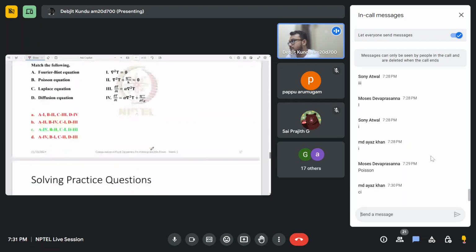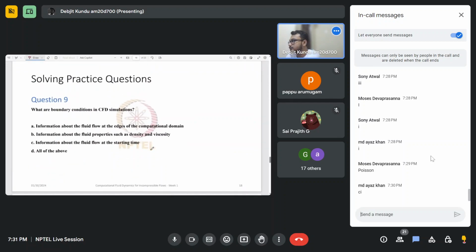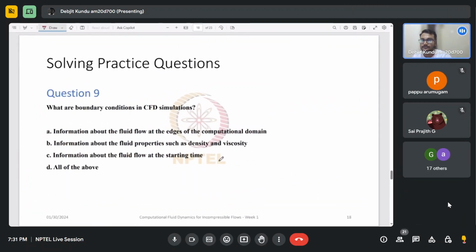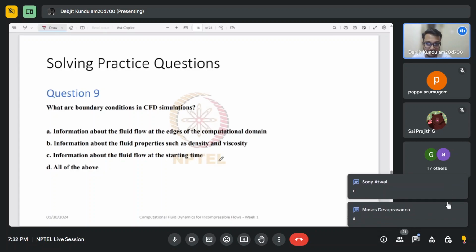Okay, if not, we will move along. We will move to the last but one question of this session, that is the 9th question today. So, what are boundary conditions in CFD simulations? Is it option A, information about the fluid flow at the edges of the computational domain? Option B, information about fluid properties such as density or viscosity? Is it option C, information about the fluid flow at the starting time? Or is it option D, all of the above? That is A, B, and C, all of the above.